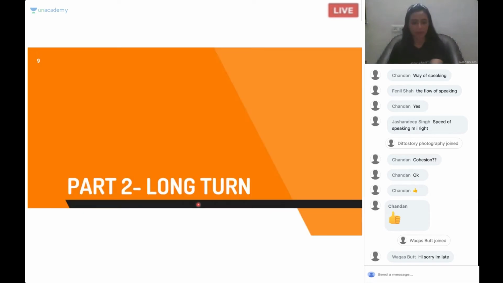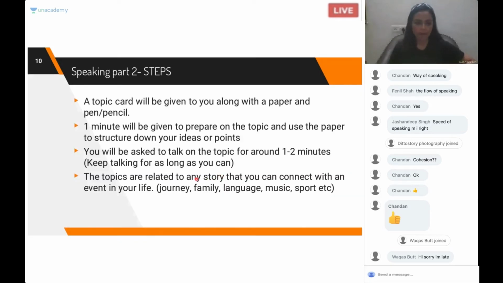So let's go to the second part, which is called the long turn. What will exactly happen in this part is that you will be given a topic card, where your heading would be written, and along with it, you would be given a paper and something to write with.